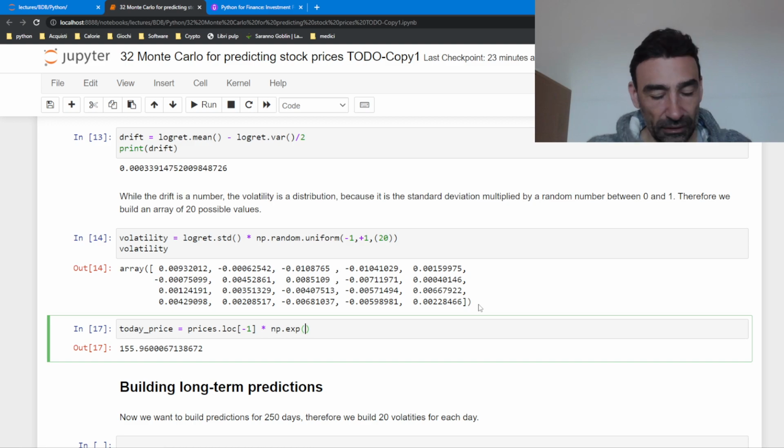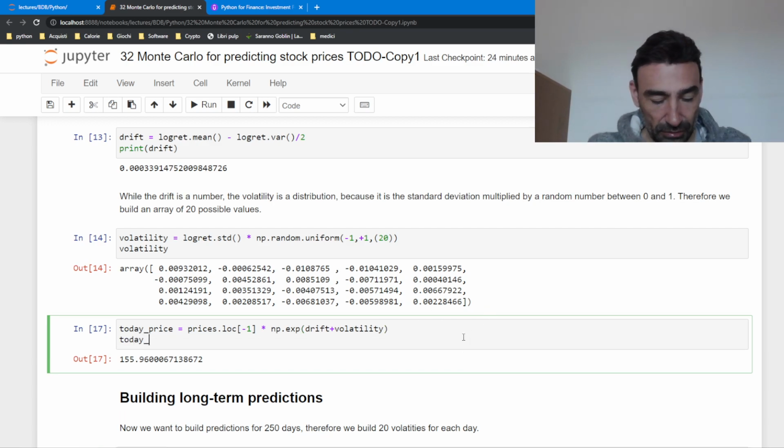And as usual, we have the drift plus the volatility. Pay attention, however, that the volatility is an array. This means that if you sum a number to an array, Python is so intelligent that it will create an array. If you calculate the exponential of an array, it will be an array. And so all this will be an array. So don't expect one price, expect a forecast of 20 prices according to the value of volatility.